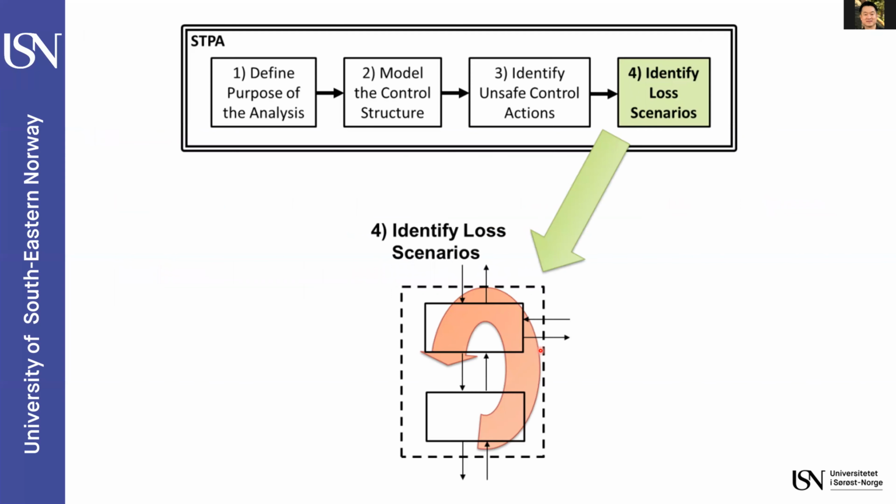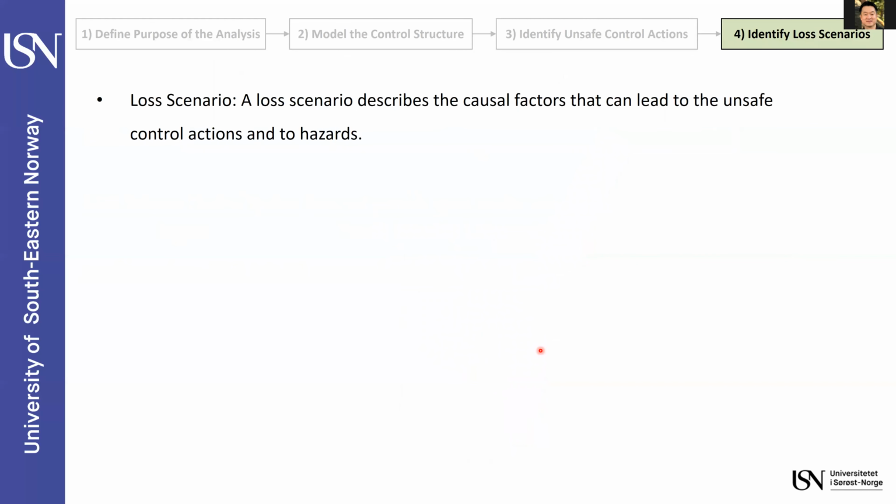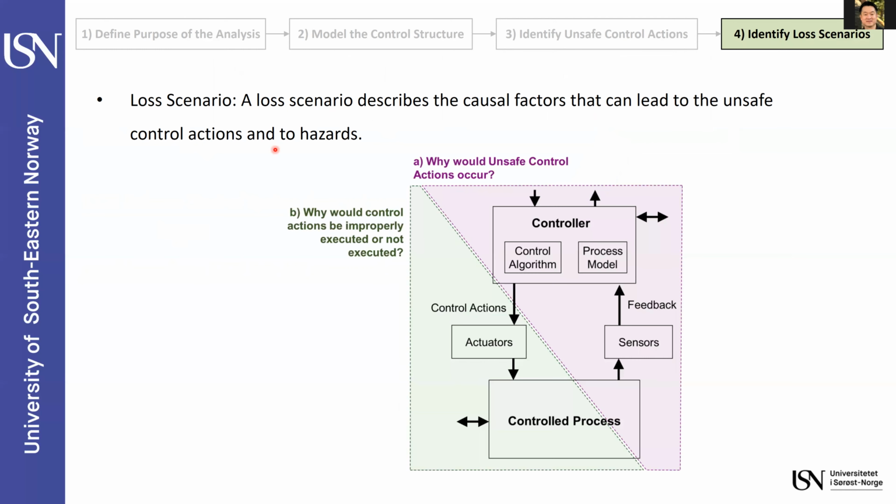And the last step is to identify loss scenarios. A loss scenario is defined like this: a loss scenario describes the causal factors that can lead to the unsafe control actions and to hazards. And there are 2 types of loss scenarios. One is to answer this question: why would unsafe control actions occur? Another one is to answer this question: why would control actions be improperly executed or not executed? So let's see one by one in detail.